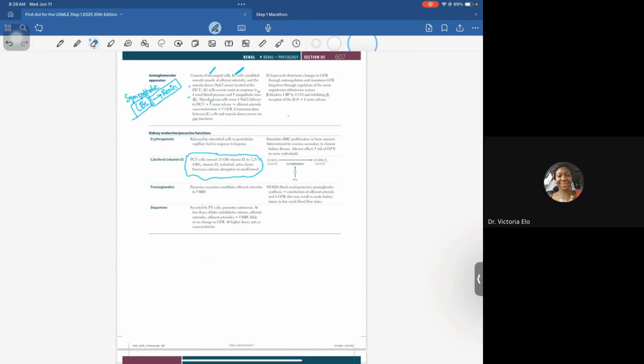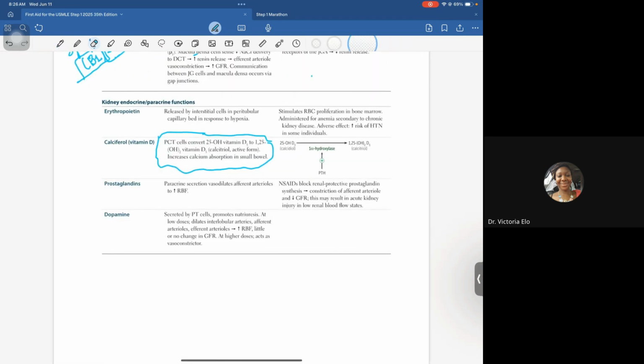Now the third thing is that the kidney forms prostaglandins as well that increase the renal blood flow, and we have discussed this again and again. How do NSAIDs block this prostaglandin synthesis? When this gets blocked, you're going to get constriction of the afferent artery and GFR is going to be low. This can cause acute kidney injury. This can cause loss of function in the kidney.